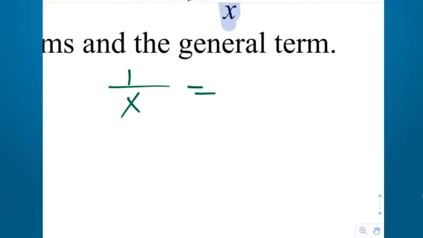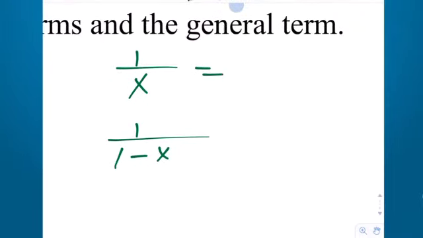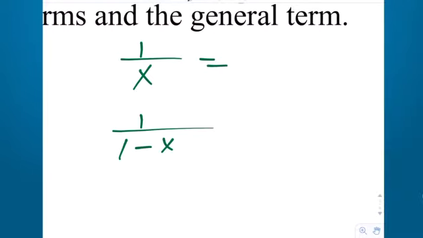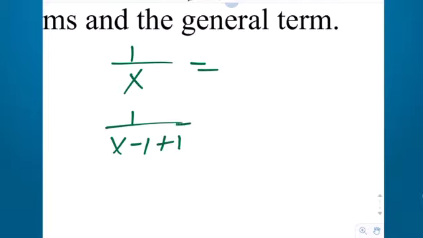Let's start with 1 over x. Let's go ahead and first of all do this. What if I did 1 minus x? In order to make that equivalent to x, what would I do? Let's back up even further. How about this? What about x minus 1 plus 1? Are you all okay with that?